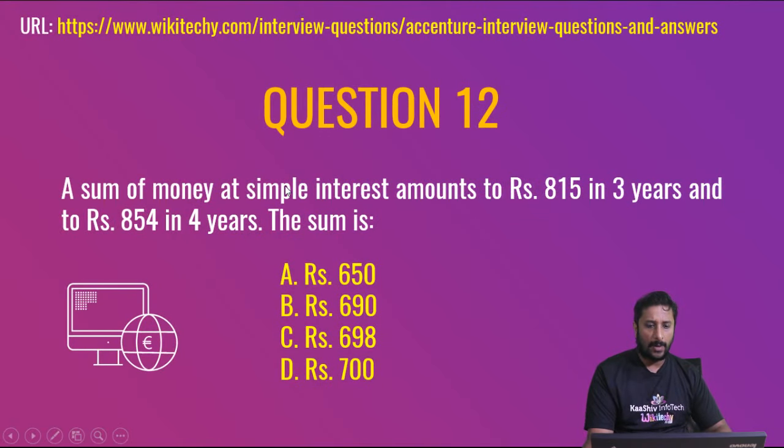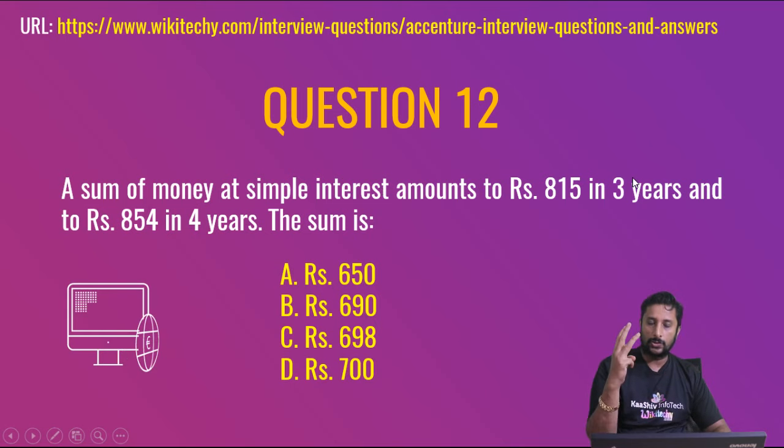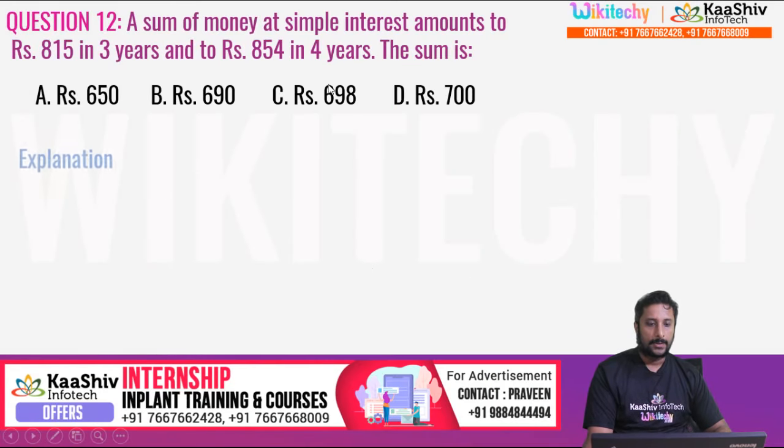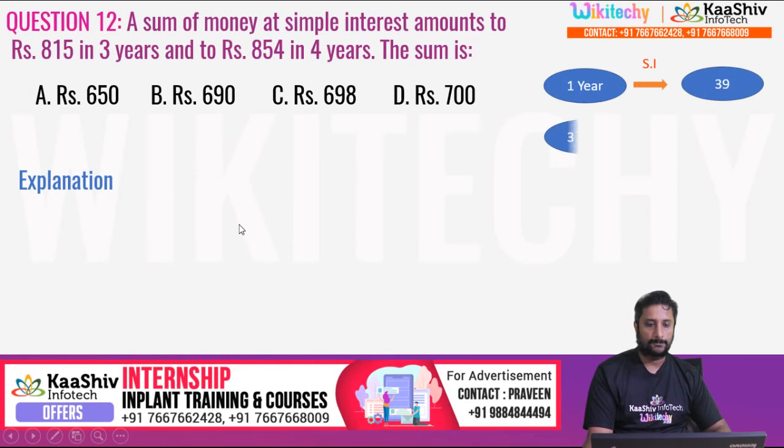A sum of money at simple interest amounts to 815 in 3 years. 3 years it took for getting 815. In 4 years it's 854. So for 1 year, 854 minus 815. So what is the sum? That's the question.